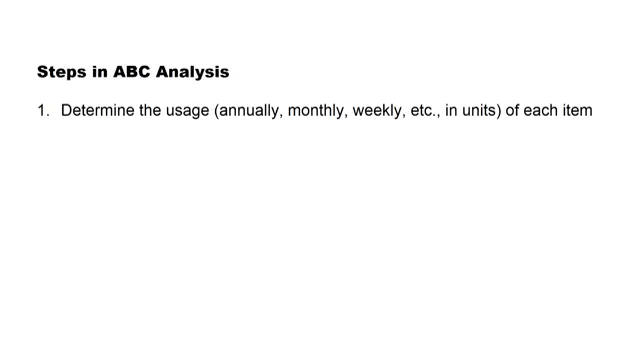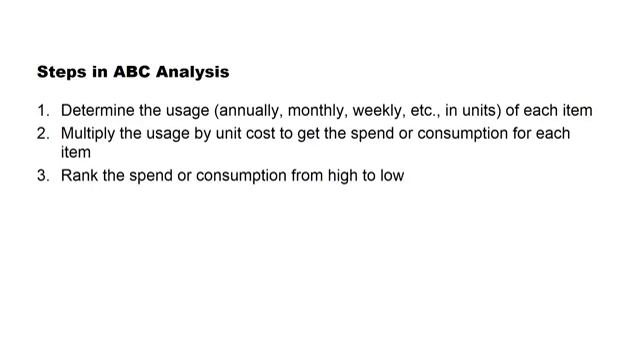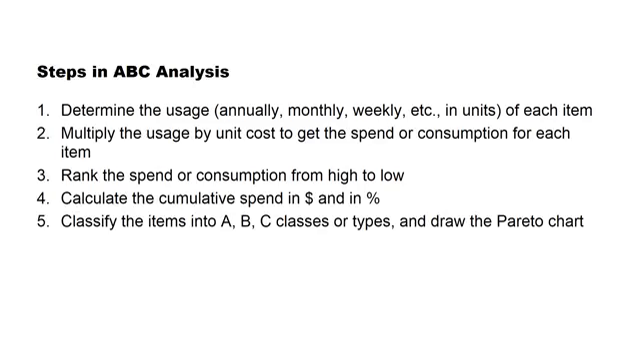To do an ABC analysis, you can follow these simple steps. First, determine the usage, annually, monthly, or weekly, and so on, in units of each item. And second, multiply the usage by the unit cost to get the spend or consumption for each item. And third, rank the spend or consumption from high to low. And fourth, calculate the cumulative spend in dollar value and in percentage. And finally, classify the items into A, B, C classes or types and draw the Pareto chart.